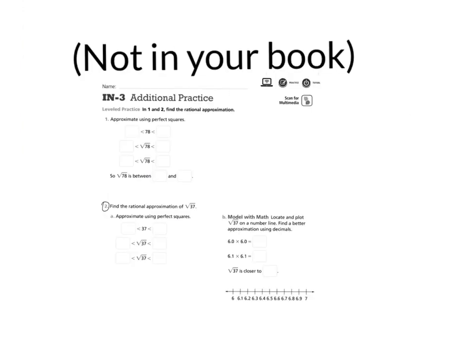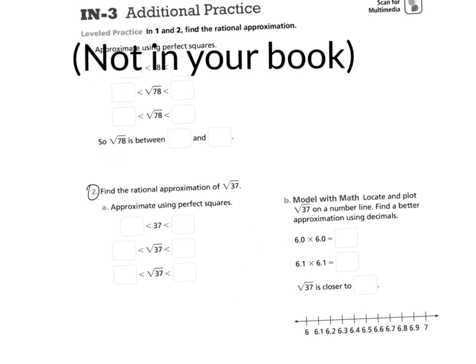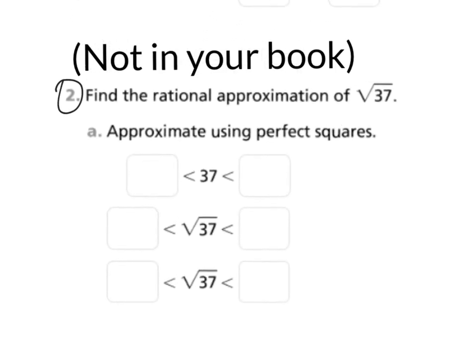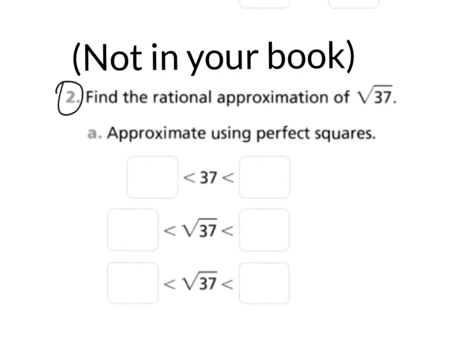So we're going to look at a few problems here. These are not in your book, so don't be looking for a workbook that they're in somewhere. We don't have another workbook that has these, so you'll just have to follow along here. We're going to start with number 2. They want us to find the rational approximation of the square root of 37, and it says approximate using perfect squares. We're going to go with the assumption for this problem that we cannot use a calculator.